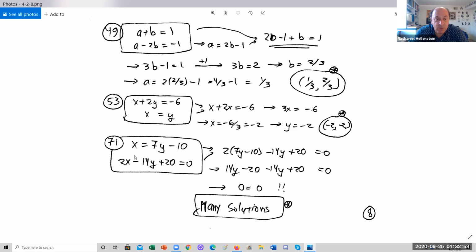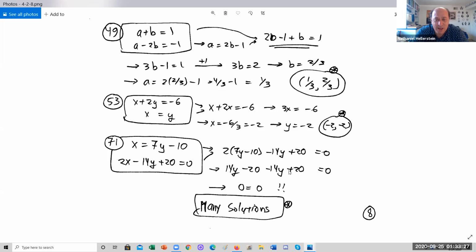And we have x equals 7y minus 10. And 2x minus 14y plus 20 equals 0. All right, so we use this to substitute wherever there's an x here. And that combines the equation to this. Twice (7y minus 10) minus 14y plus 20 equals 0. Distribute the 2. 14y minus 20 minus 14y plus 20 equals 0.